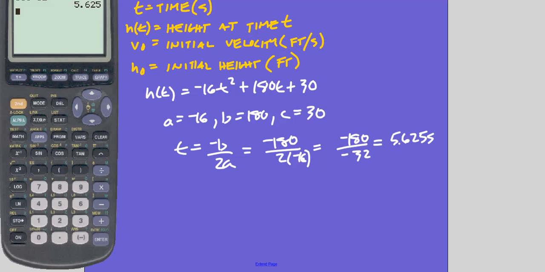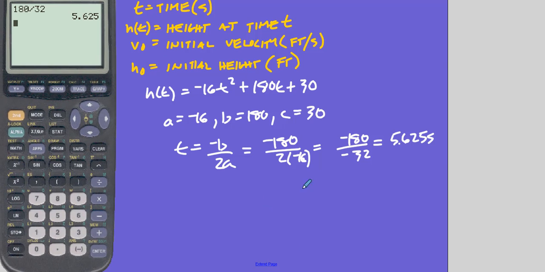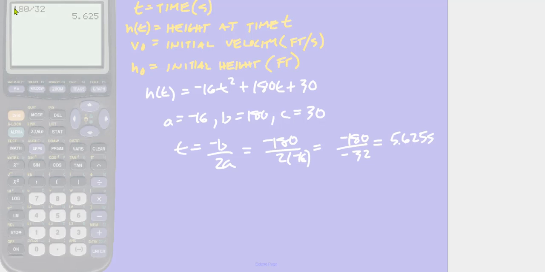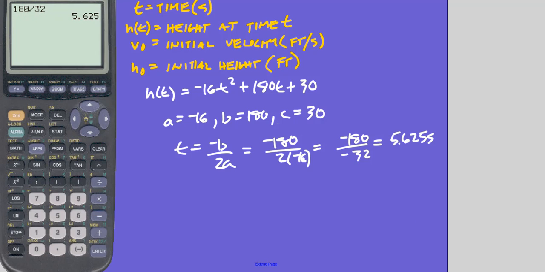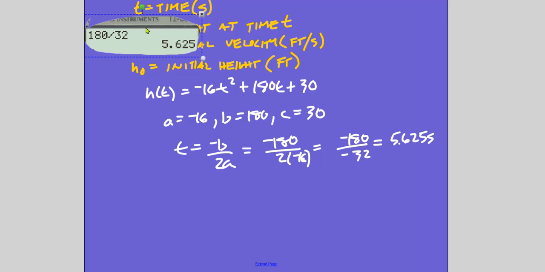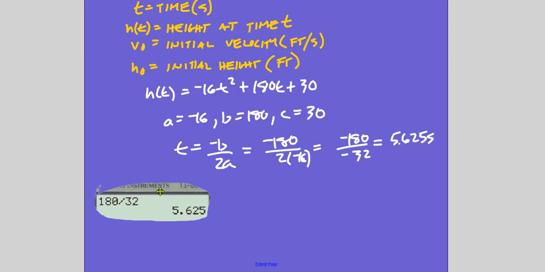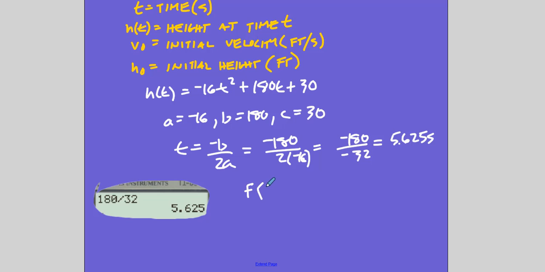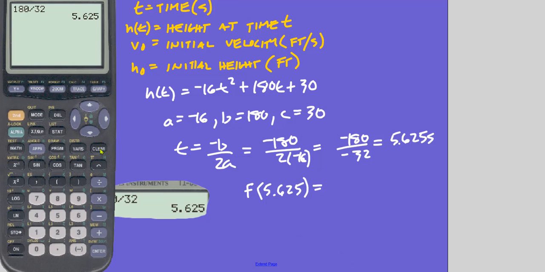Let's copy that. Okay, so that's my time at my maximum height. So my maximum height's reached after 5.625 seconds. Now what I'm going to do is take f of 5.625 to get the max value. Now I'm going to use a TI-84 calculator here. You could just plug it right into the function here, -16 times 5.625 squared plus 180 times 5.625 plus 30.